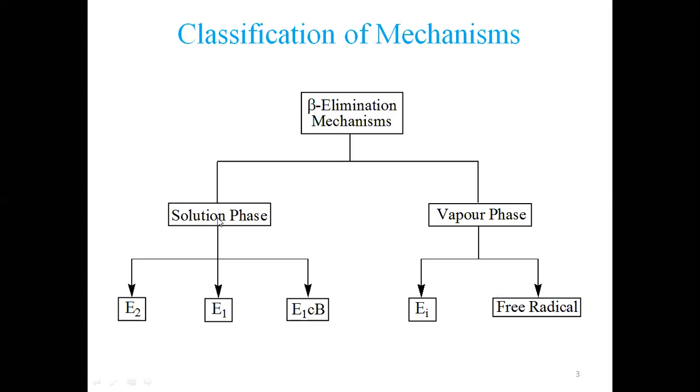If it is solution phase, it means all reactants are dissolved in a solvent and it is heated. Then it undergoes the E2 mechanism. E2 means elimination bimolecular. E1 means unimolecular elimination. This is bimolecular elimination. This is unimolecular elimination. E1CB stands for unimolecular elimination with conjugate base. All right. So these three mechanisms are observed when we are doing a reaction in solution phase.